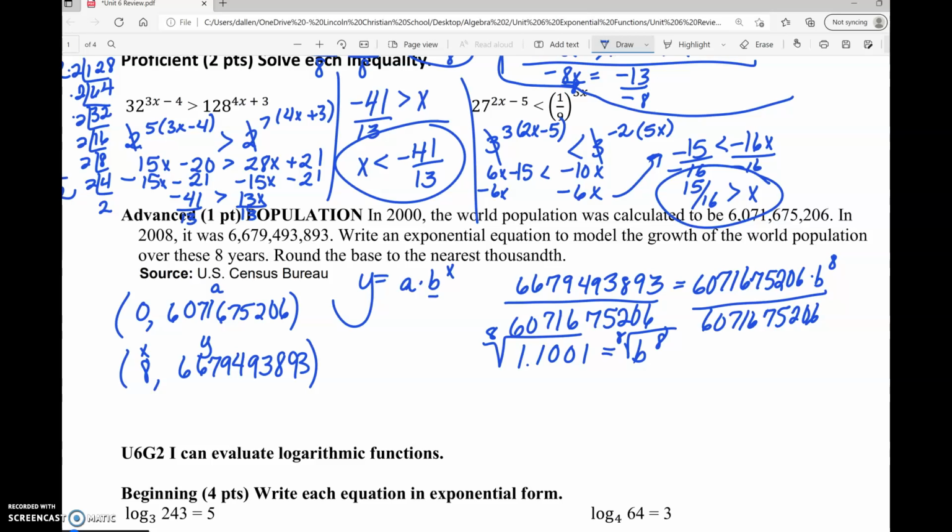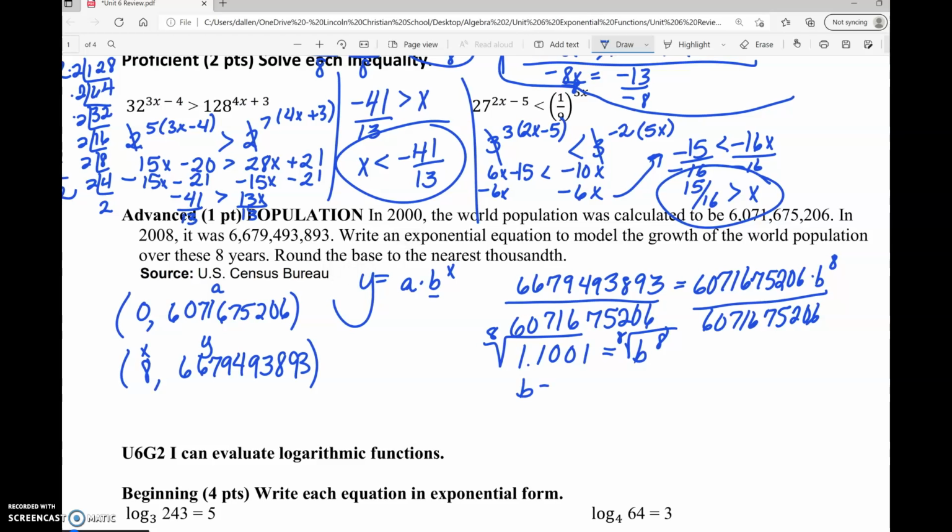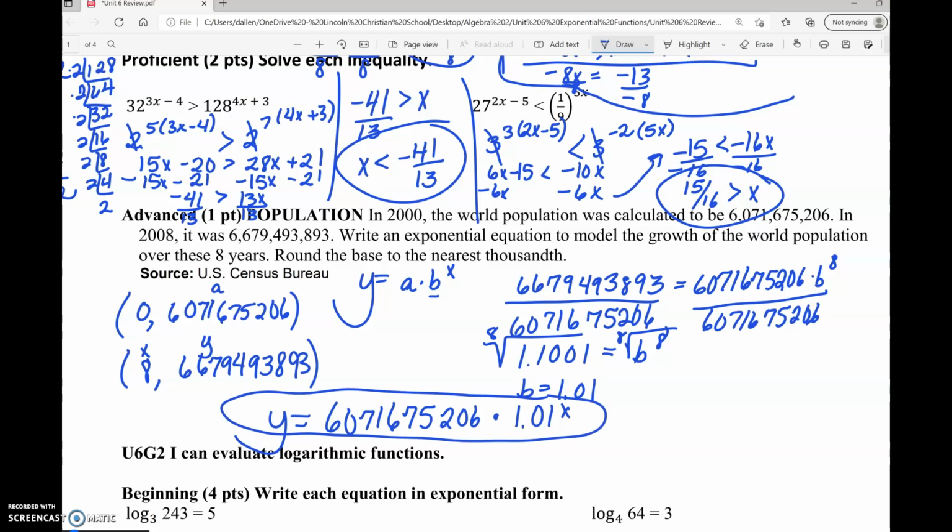So on the yellow calculators, you can do 8 and then math 5 to do 8th root, or you could take it to the 1/8 root, but you should get b equals 1.01. So then my equation, which is what I'm trying to write, so don't forget that part. Some of you did all this work and then didn't get this part written out. So there's my a, and my b is 1.01. These cannot be multiplied. This is exactly all I would want on that.